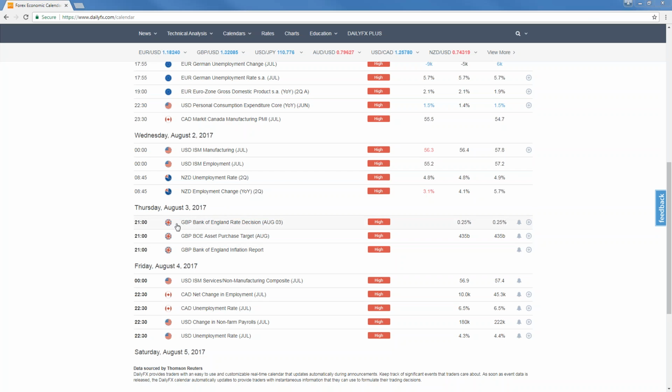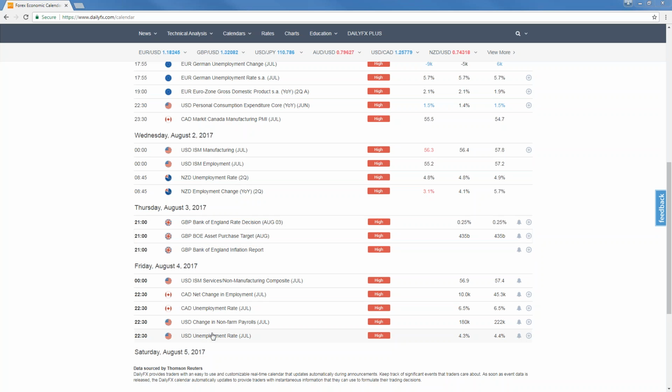We look forward tomorrow to the GBP Bank of England rate decision, pretty much with 100% certainty leaving rates on hold at 0.25%. Also got the asset purchase target and the Bank of England inflation report. Now, obviously, inflation is very much directly tied to interest rates. The higher the inflation, the higher the chance of interest rate increases to combat that inflation. If we get higher interest rates with the currency, then usually it's taken as bullish for that particular currency. But we should see some volatility around that announcement as well.